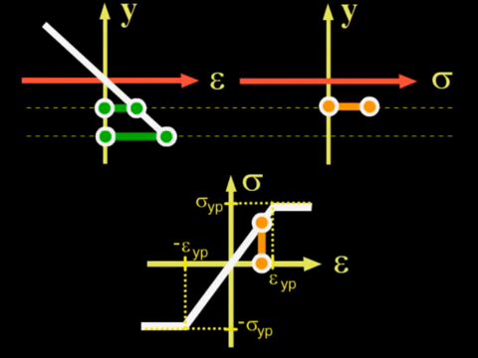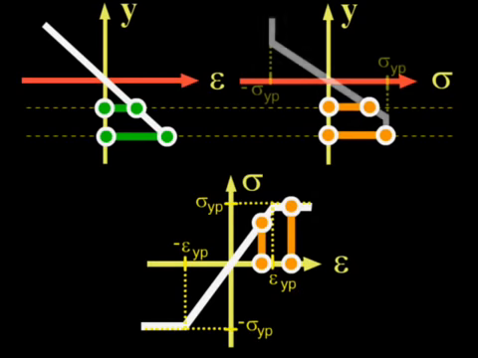For another point further from the neutral axis, the strain is above the yield strain, epsilon yp, and the stress is sigma yp. By repeating this process, the stress at all points across the depth of the beam can be found.